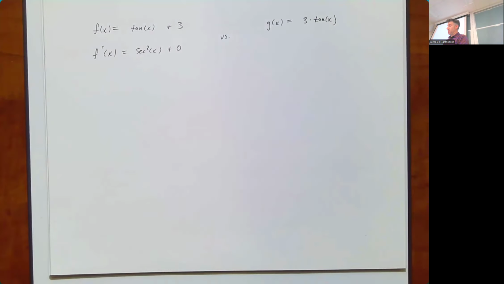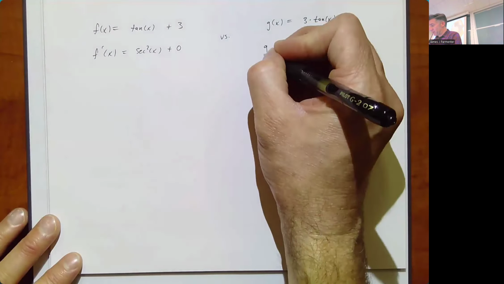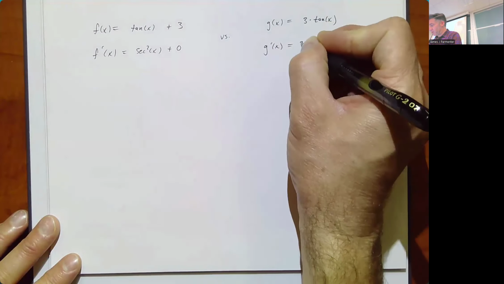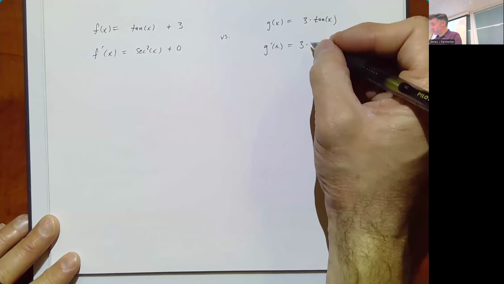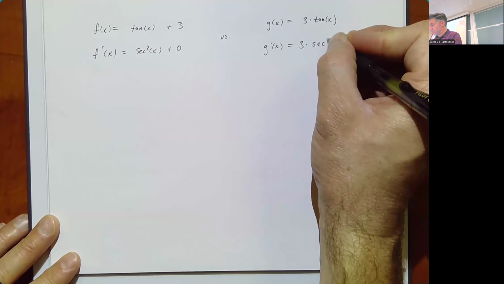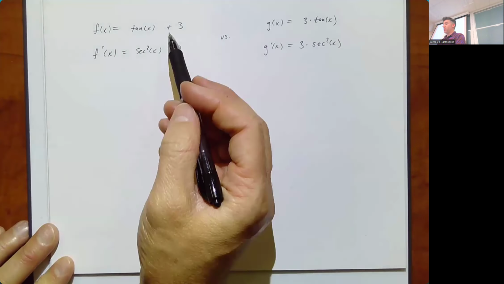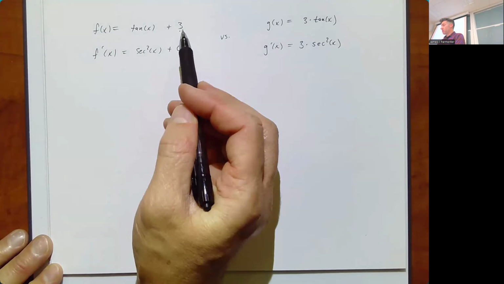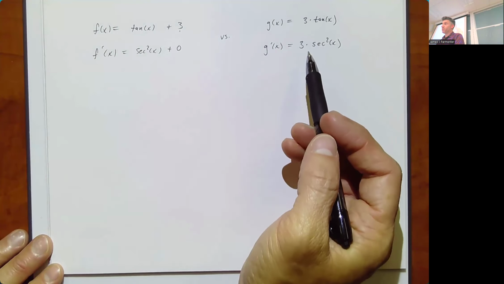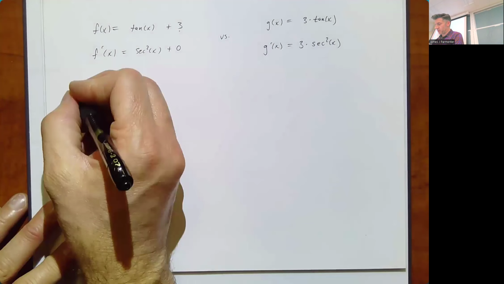The derivative of a constant times a function. I like to say that the constant multiple just hangs out, and you take the derivative of the function to multiply by, which is going to be secant squared x. So constants on their own, their derivative is 0. Constant multiples get to hang out. So let's look at some examples.